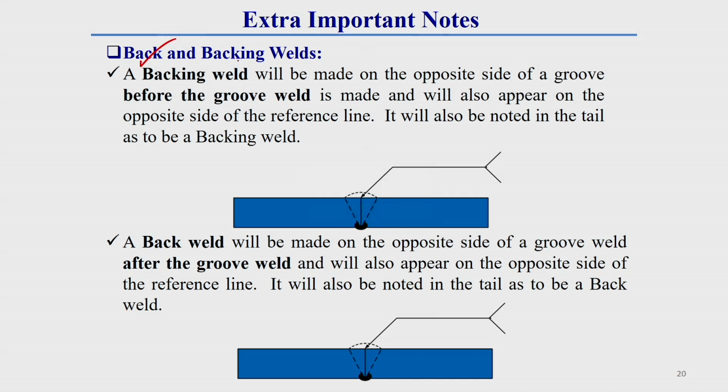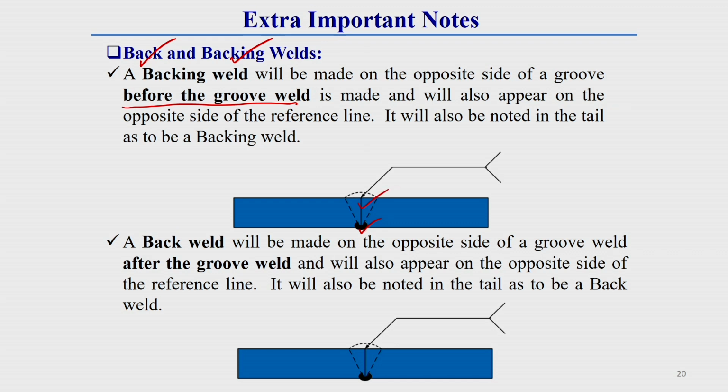One is called back weld, another one is called backing weld. Generally, a backing weld will be made on the opposite side of a groove before the groove weld. That means this operation we have to do first, and after this, the groove welding we have to do.